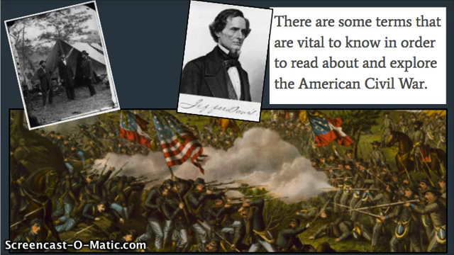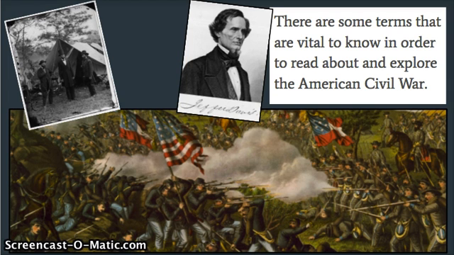Like I said earlier, the following vocabulary terms are essential to know in order to get the most out of our Civil War unit. Pictured at the top of the page are the leaders of the two sides during the Civil War. On the left-hand side is President Lincoln, the president elected in 1860 by the country right before the South seceded. And to the right is Jefferson Davis, who was elected by the rebellious states in 1861.